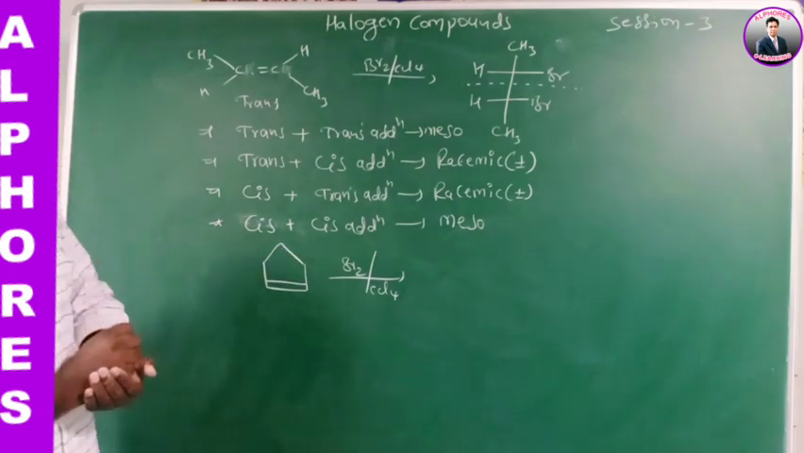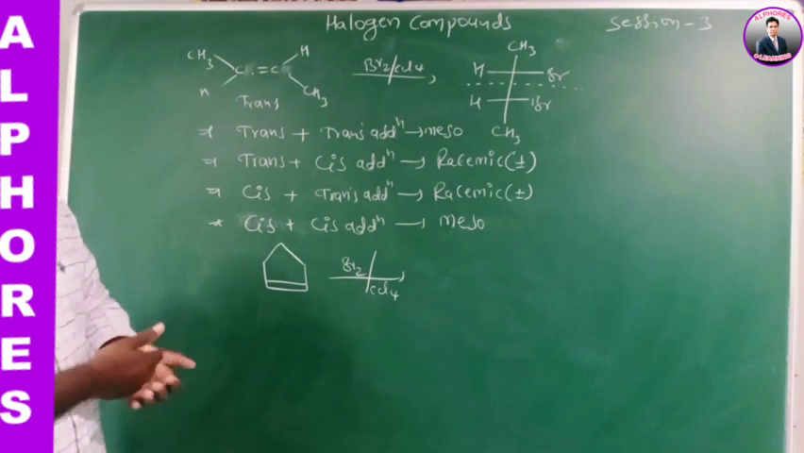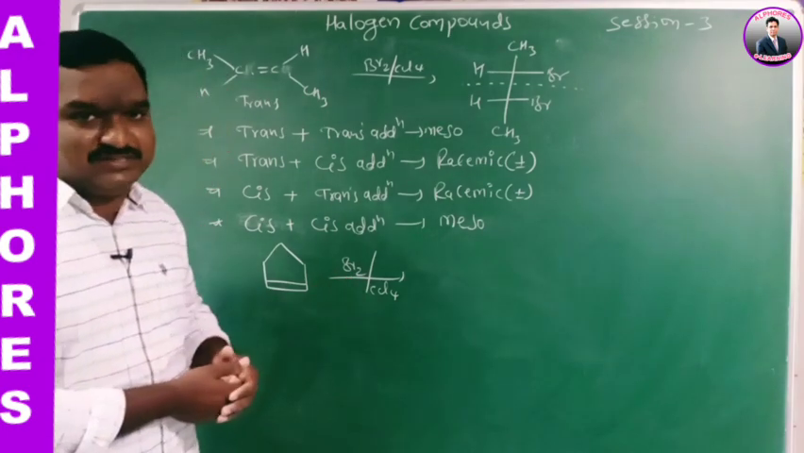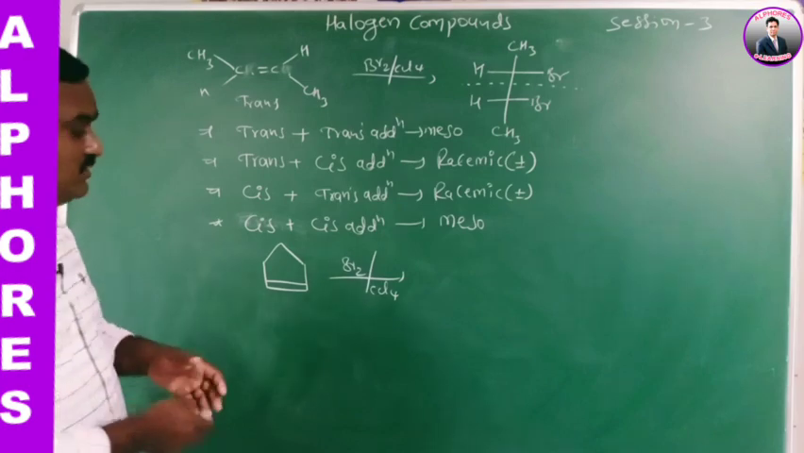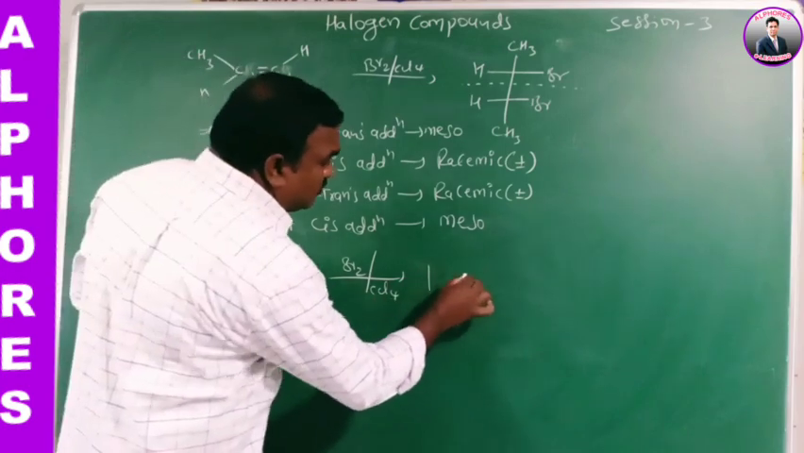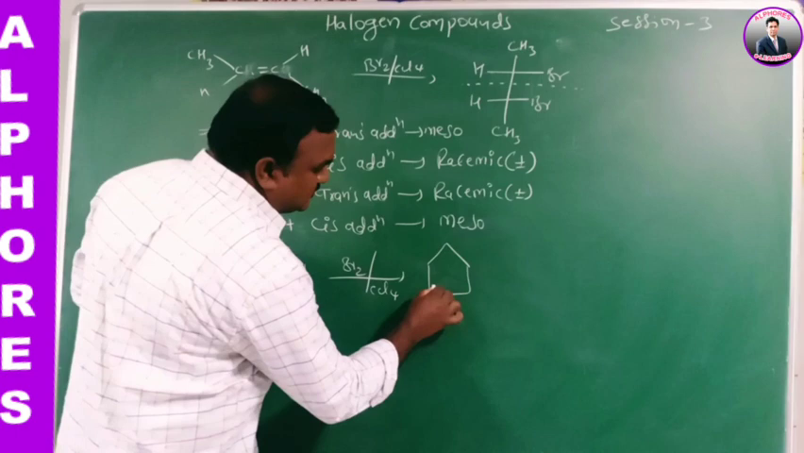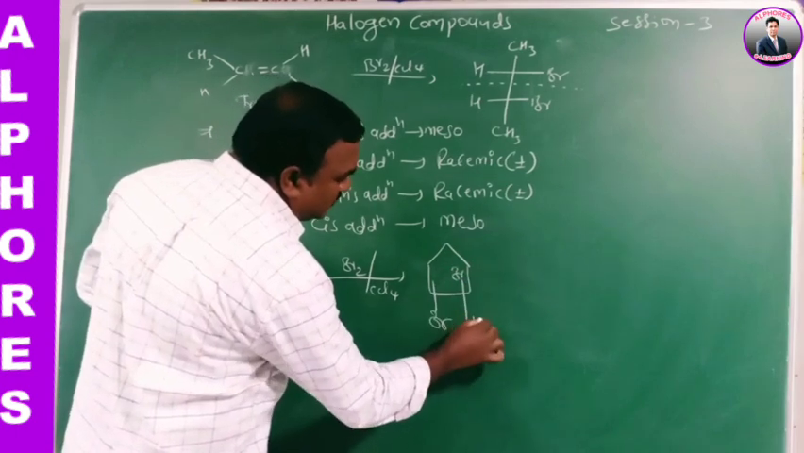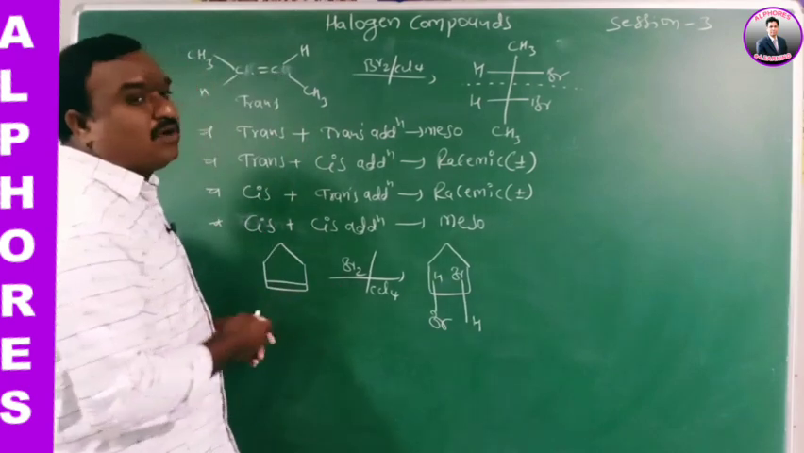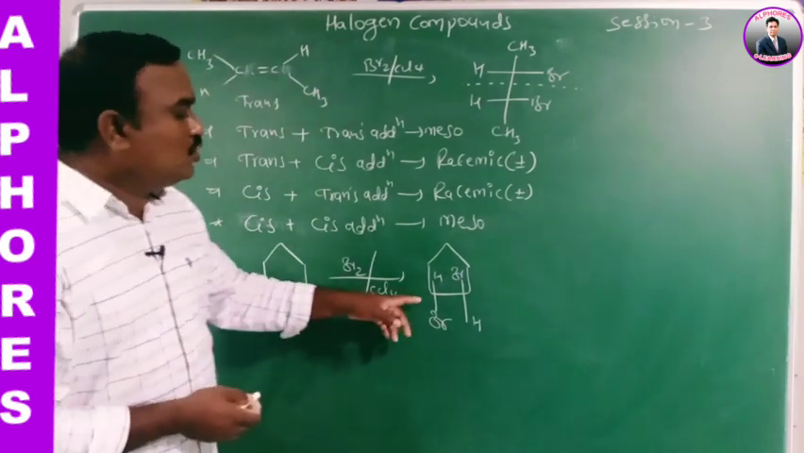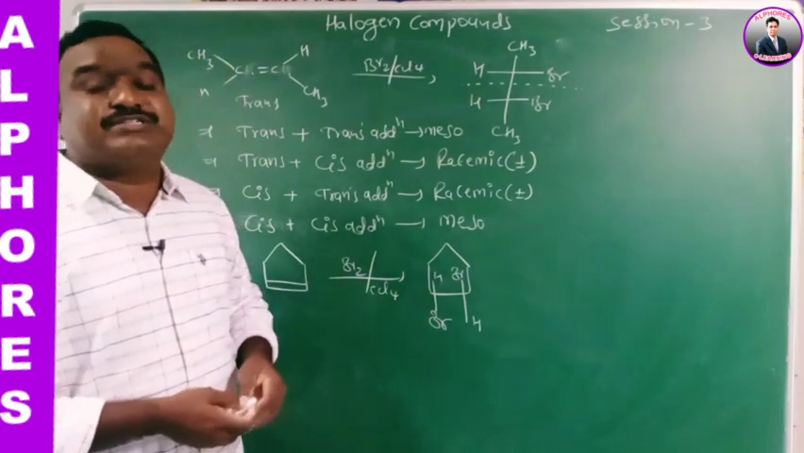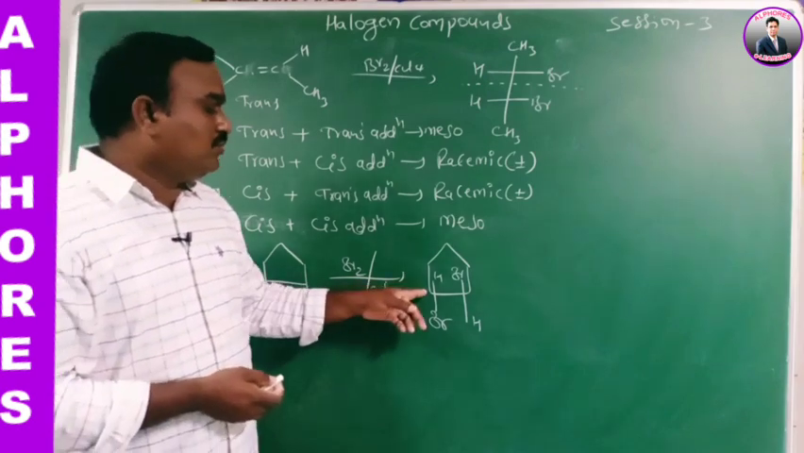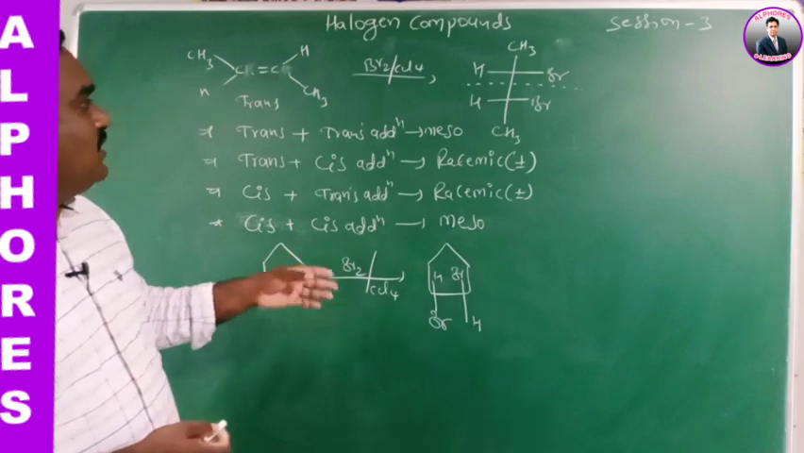Given reactant is cyclopentene. The reactant is carrying double bond. Again, addition is trans addition. So form the product like this. Here Br, again here Br. Trans product is formed here. Trans-1,2-dibromocyclopentane. This is the way to write the products.